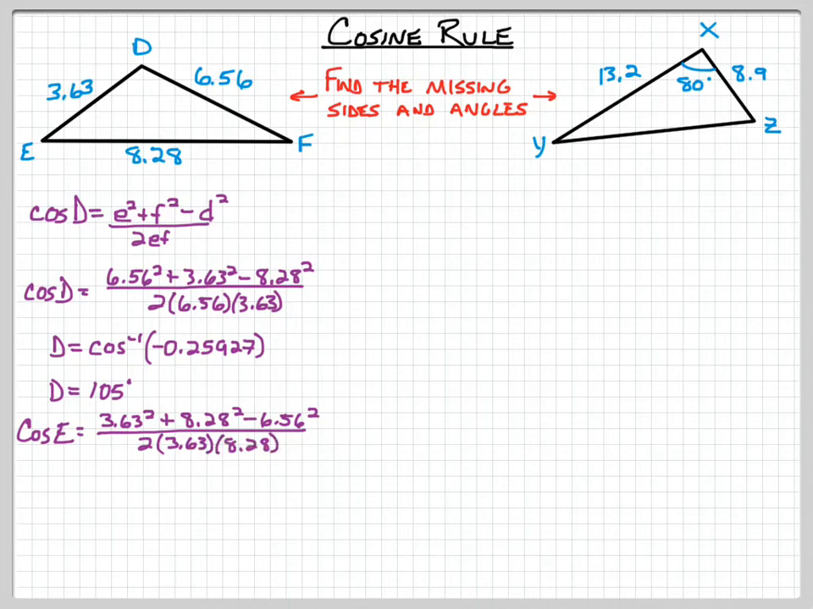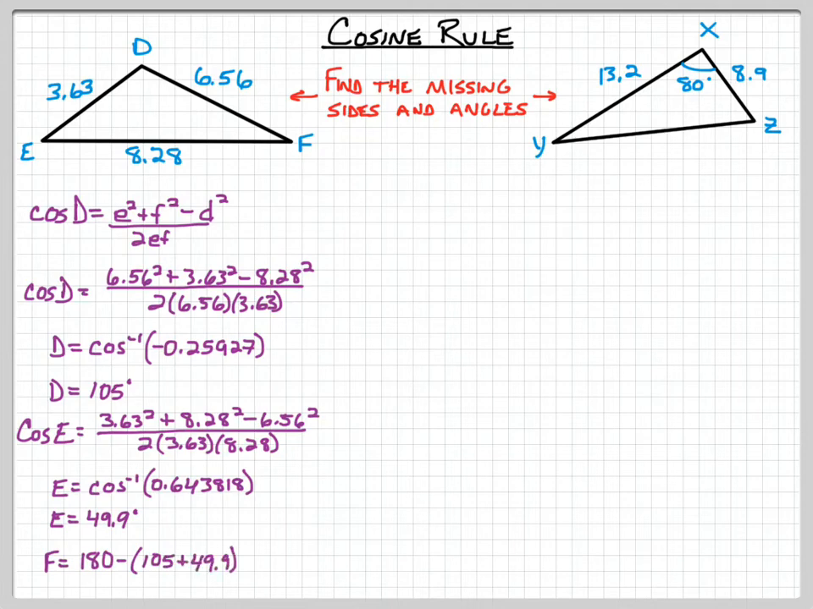Similarly, we're going to find the inverse of cosine for E, which is 0.643818. Again, rounding a little bit. And when I hit go on that, E equals 49.9 degrees, again rounded to 3 significant figures. So we can find F by taking the sum of these two angles that we just found away from 180, and we get F equaling 25.1 degrees. So now we have just found the 3 angles for this triangle.